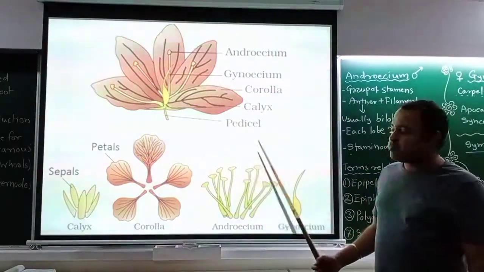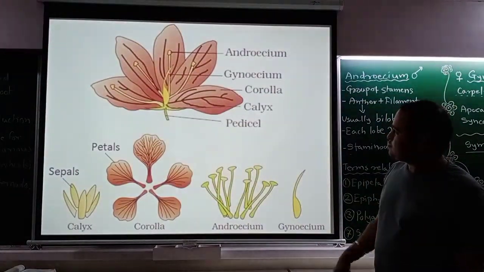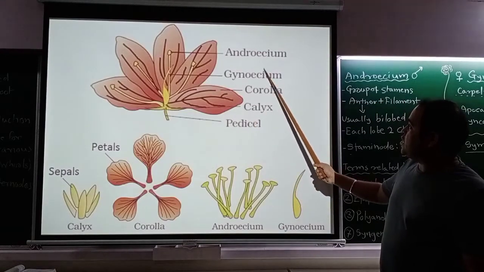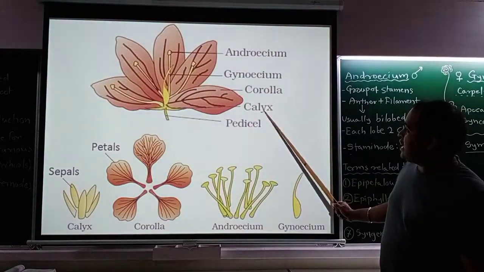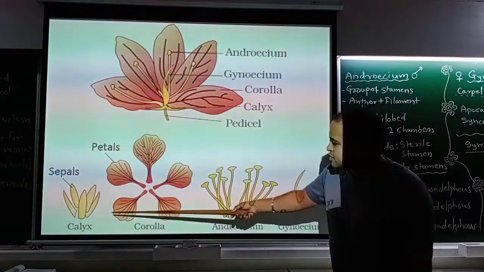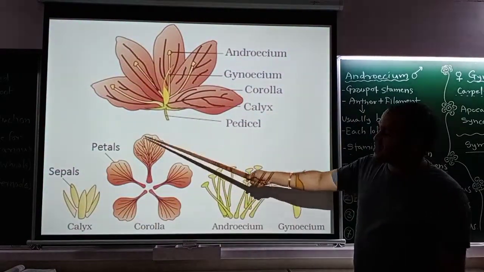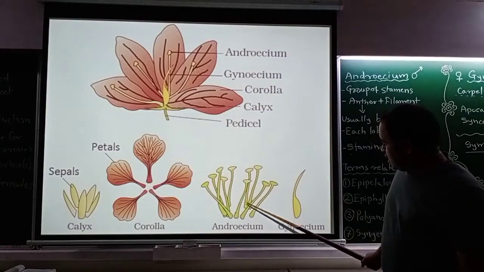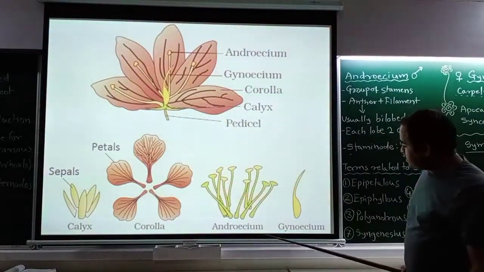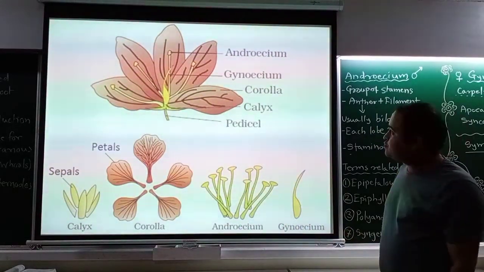Once again a diagram, typical diagram. Androecium, Gynoecium, Corolla, Calyx, Pedicel. These are the calyx, members are sepals. This is Corolla, members are petals. This is Androecium, and this is Gynoecium.